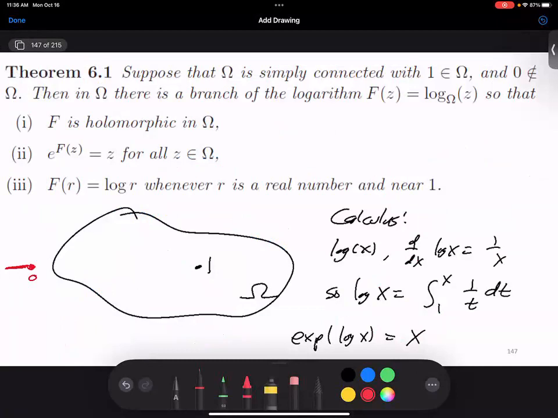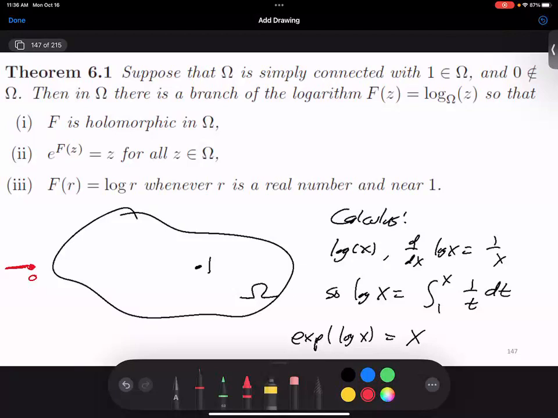We can define a branch of the logarithm such that we get a function f that's holomorphic, e to the f of z is z, and whenever z is a real number, f of r is the log of r, the standard logarithm. So there is a nice way to generalize all of this. And this is the calculus we've seen before: the integral of 1 over t is the natural log, or the exponential of the logarithm is x.